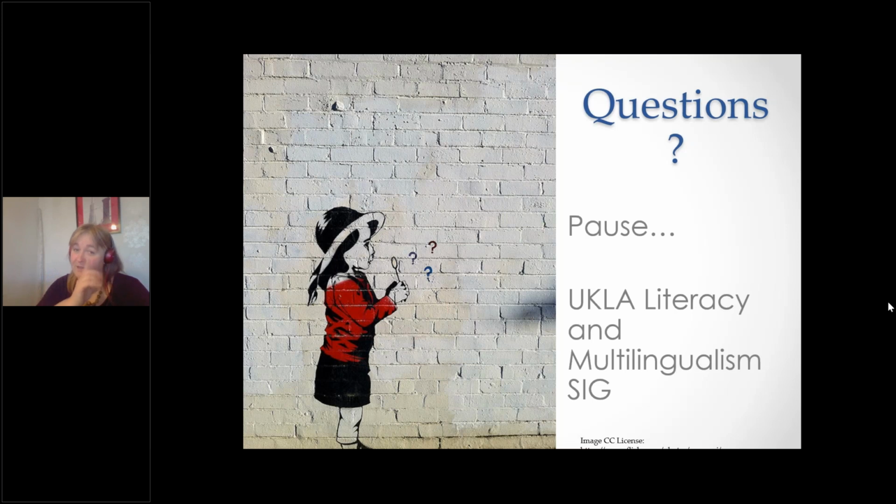So if there is access, or if the child knows the language well enough, it might be possible to say, how would you say that sentence in your own language? And if you translate that word for word, is that where the mistake comes from?